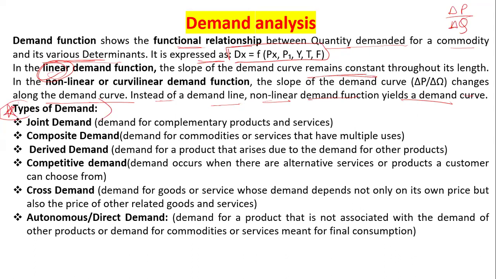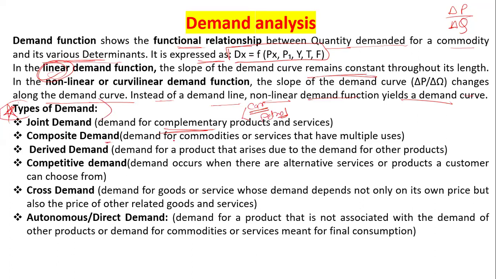These are important types of demand. There's joint demand. Joint demand means complementary products. Complementary products means if the supply of cars increases, petrol consumption is also going to increase. So this is complementary goods.